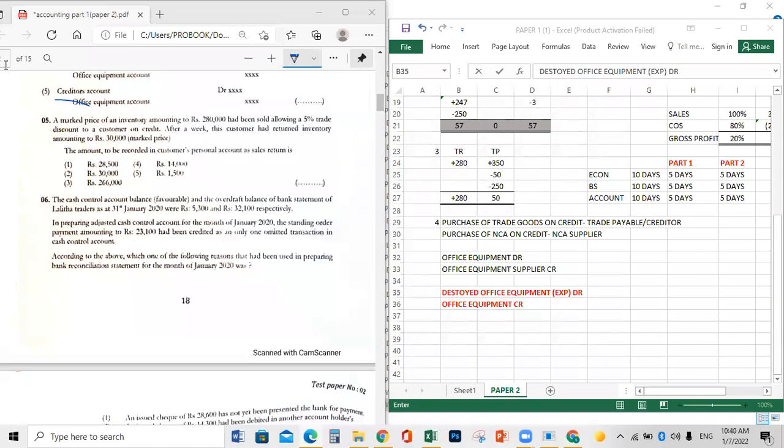So what are they telling here? When they say the marked price, are they telling the selling price or the cost here? Is this 280 the selling price or the cost? They are trying to say, guys, it's the list price, the marked price. That means if you go to the shop, there is a price which is marked, right? So that's the list price, right?